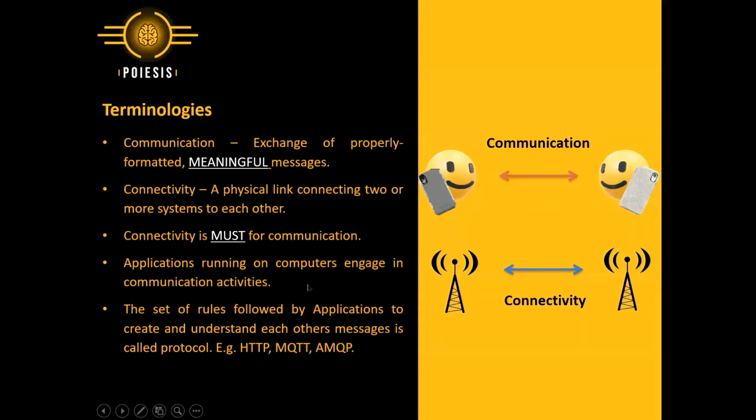Applications running on computers engage in communication activities, and these applications use physical medium or link connecting systems to each other to exchange messages. The set of rules followed by applications to create and understand each other's messages is called protocol. Examples are HTTP, MQTT, and AMQP.